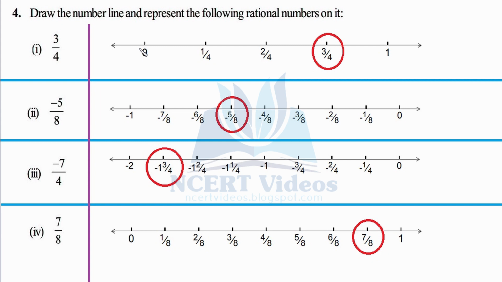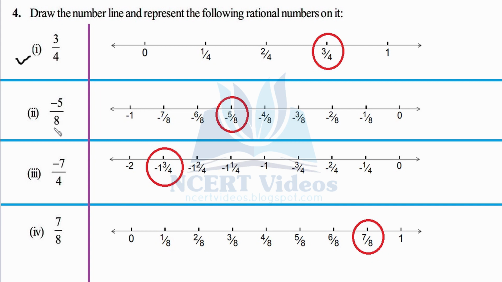So this will be 0. This is your 1 by 4, 2 by 4, 3 by 4. So this is the point that we are required to represent. That's your first. In the same way, we will do the second. Sign only means direction. If this was positive, then we would have taken it towards the right hand side of 0. So remember, sign just means position. Rest, the method is the same.